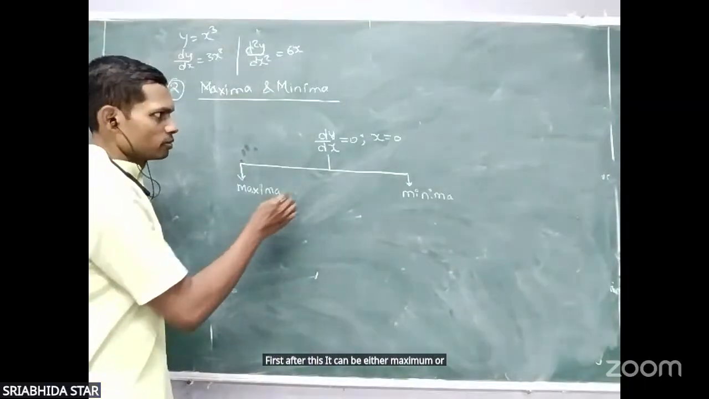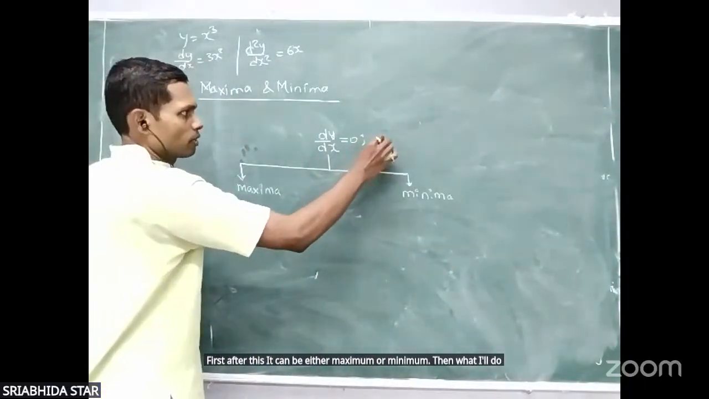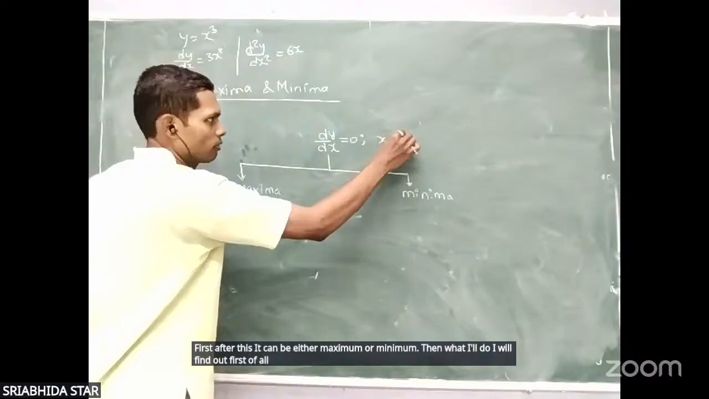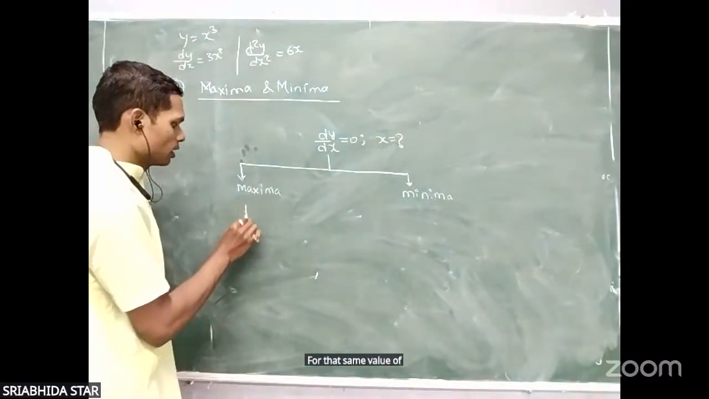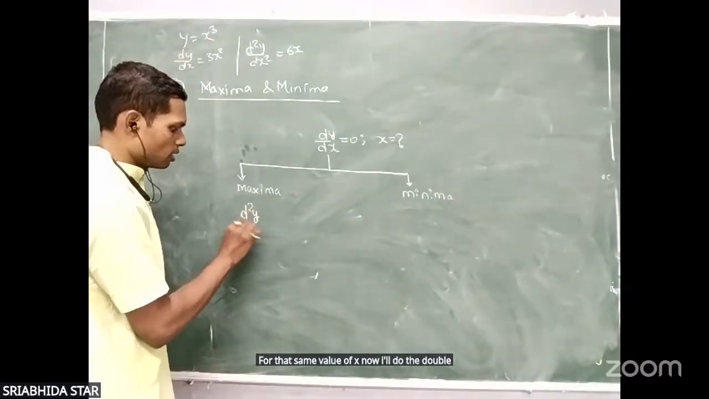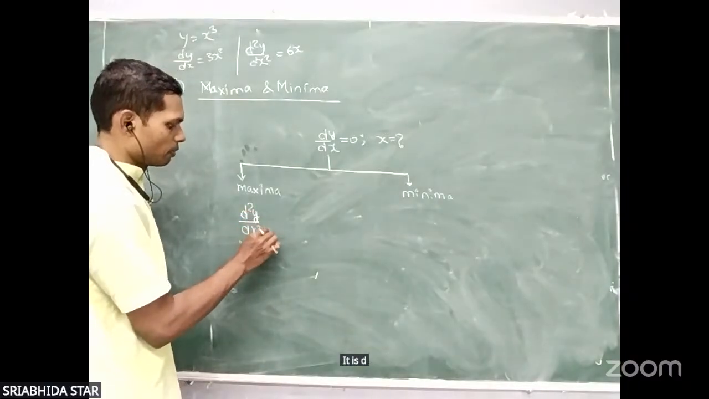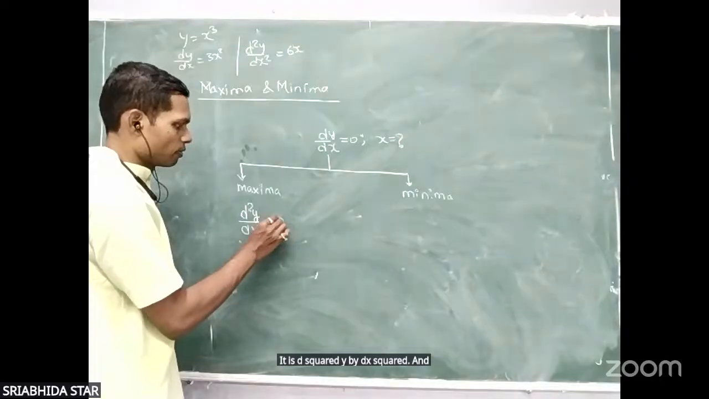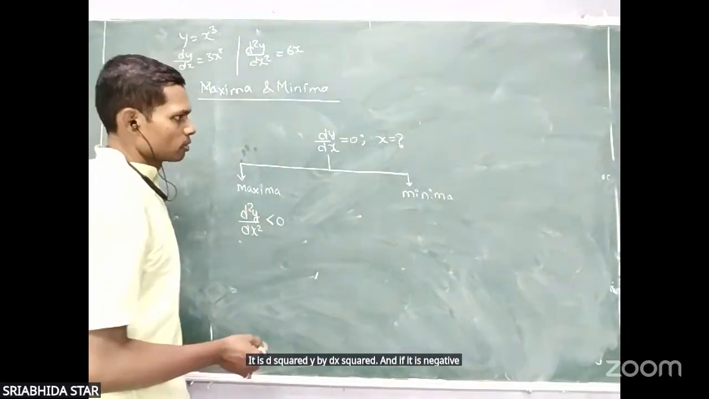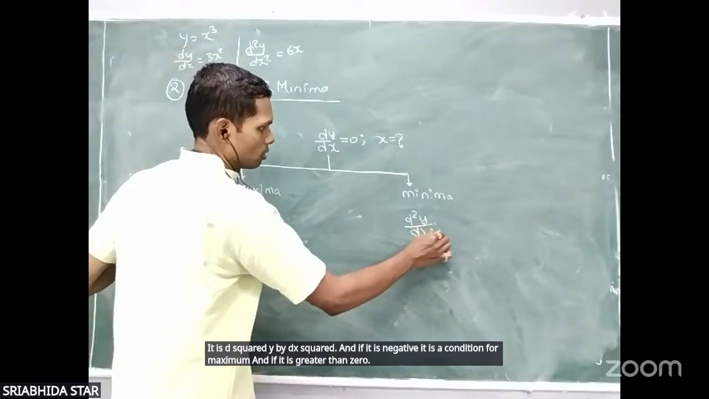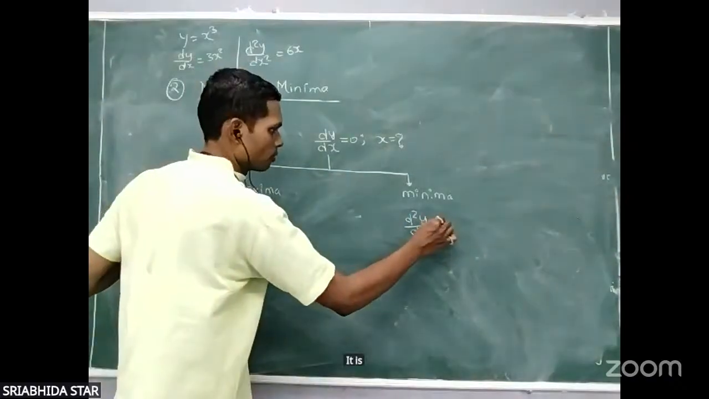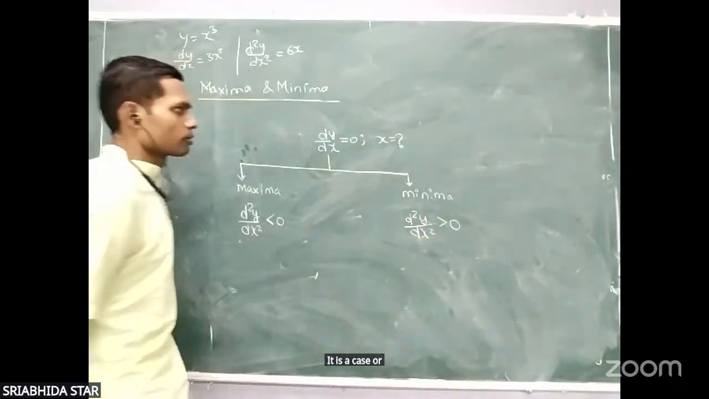Then what I will do, first of all, from this equation I will find the value of x. For that same value of x, now I will do the double differentiation. That is d square y by dx square. And if it is negative, it is a condition for maxima. And if it is greater than 0, it is a case of minima.